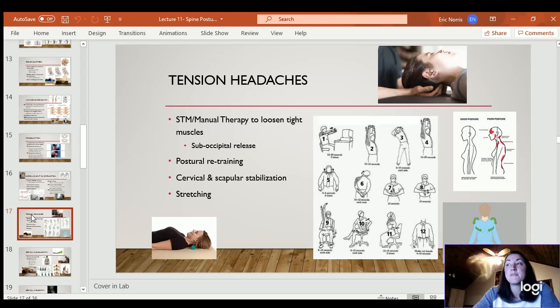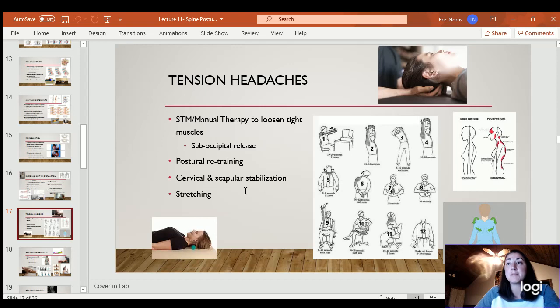Tension headaches. If it is a true tension headache, that just means the headache is coming from tight muscles. Typically, the tight muscles are coming from postural deficits. They're standing, sitting, hunched over, or working out in a poor posture, or whatever they're doing, sleeping wrong. They're doing something to cause the muscles to tighten up. And once those muscles tighten up, it puts extra pressure and causes headaches. So the main thing that we want to focus treatment on is loosening up the tight muscles.